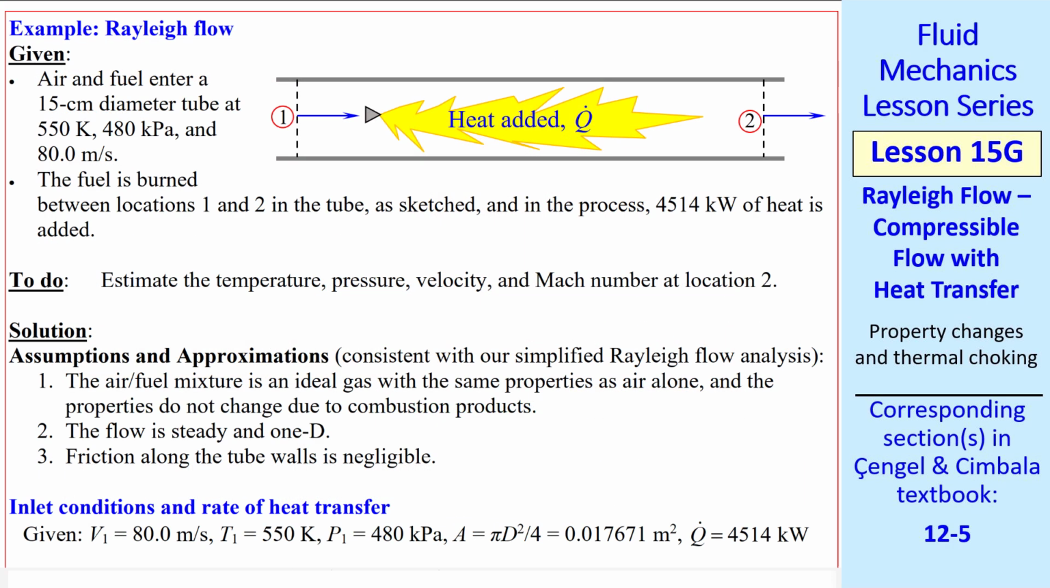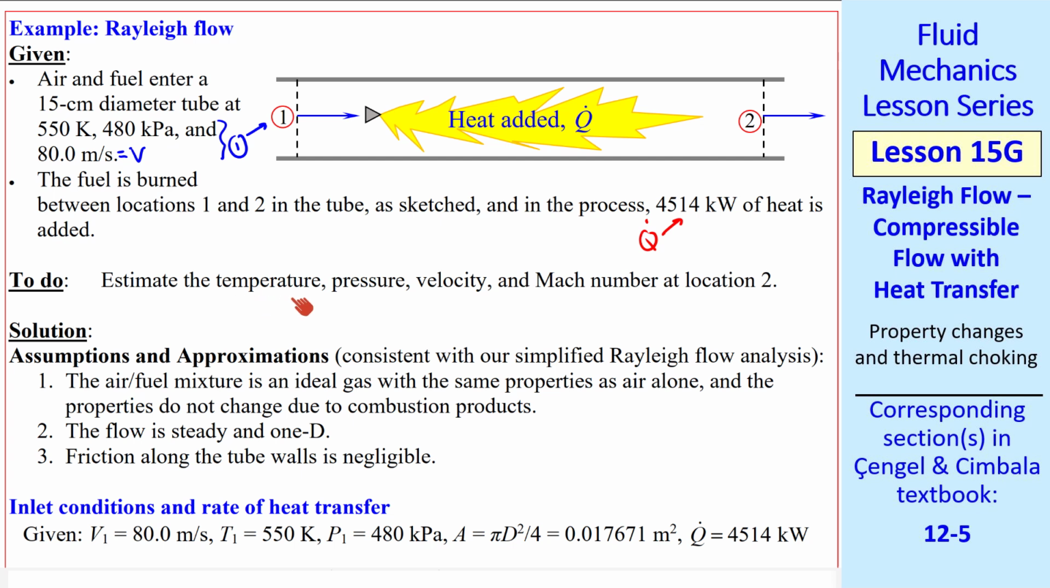Let's do an example to illustrate this. Here's our duct with heat added. I show a flame here, which is the source of our heat, but we could easily have heat coming in external to the duct. In this case, we have air and fuel entering this round tube at specified conditions and speed. These are all at location 1. I tell you how much heat transfer is supplied or added to the gas.